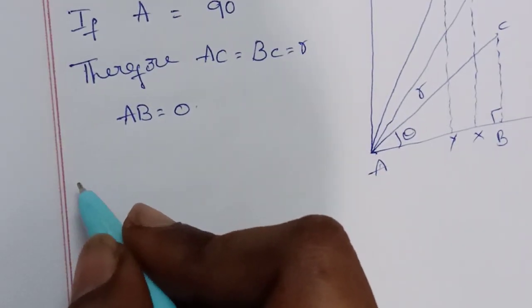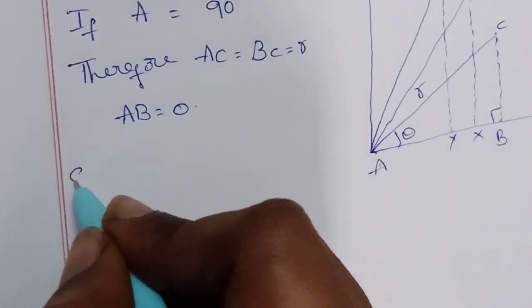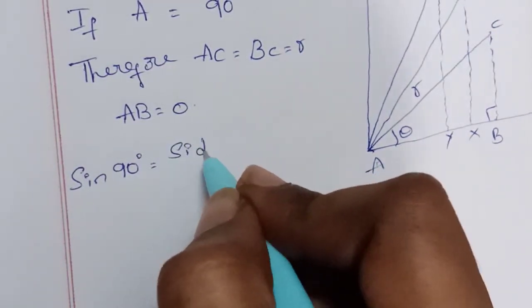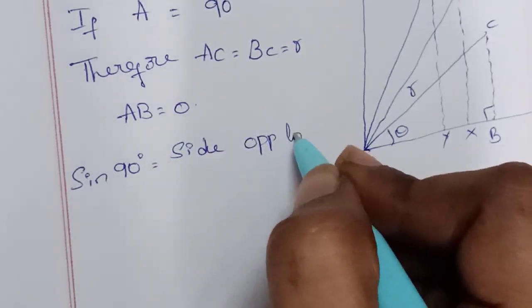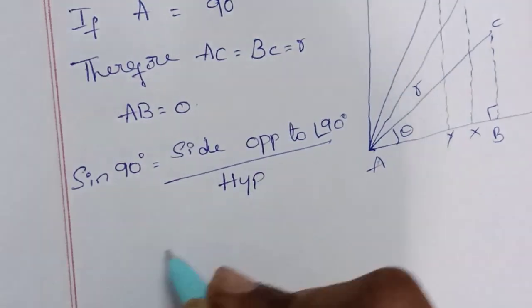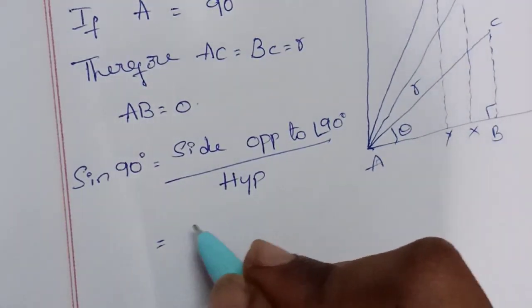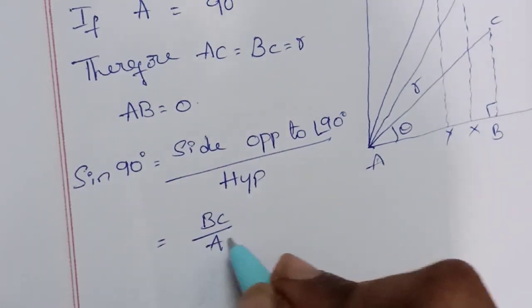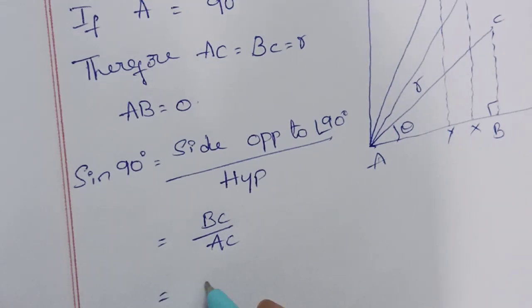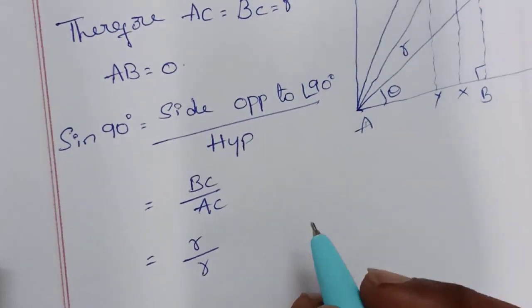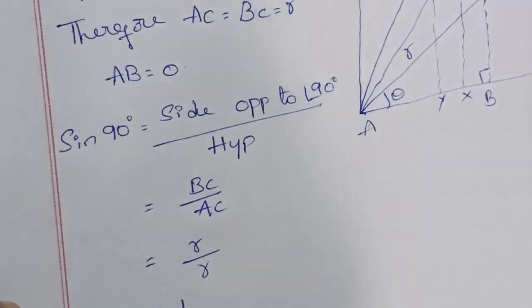By the definition of trigonometric ratios, sine 90 degrees is equal to side opposite to angle 90 degrees by hypotenuse, that is equal to BC by AC, that is equal to BC length is R and AC length is also R. That is equal to 1.